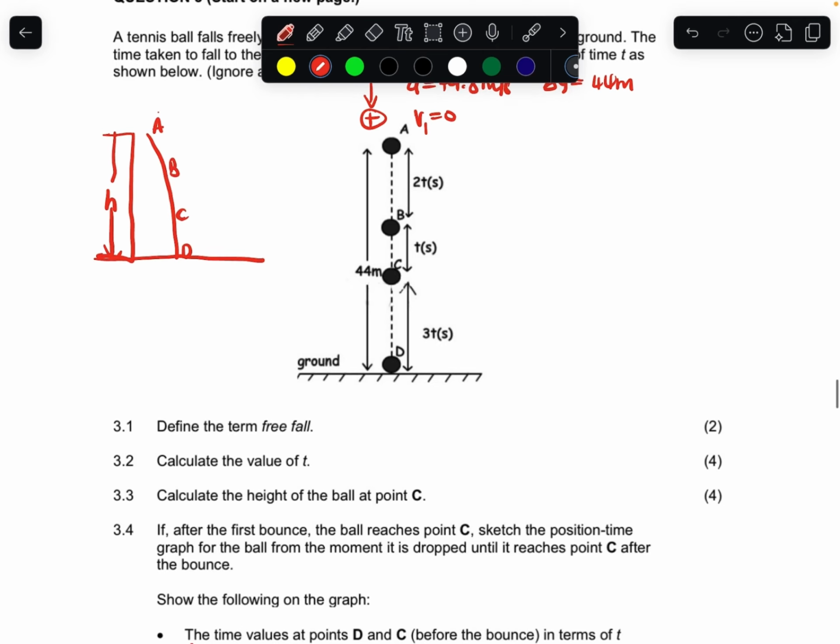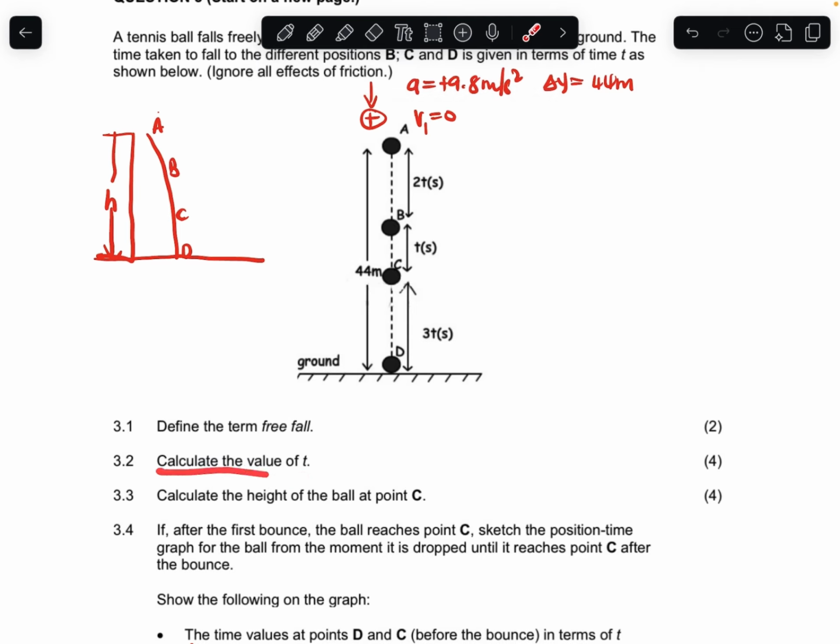So now let's answer the question. Define the term free fall. Guys, it's very important to define all the definitions according to the exam guideline. A free fall is the motion of a body when the only force acting on it is the gravitational force. Very important to look at the exam guideline. 3.2 says calculate T. So when we calculate t, it's going to give us the time here. We just substitute t. So what are we going to do in 3.2?